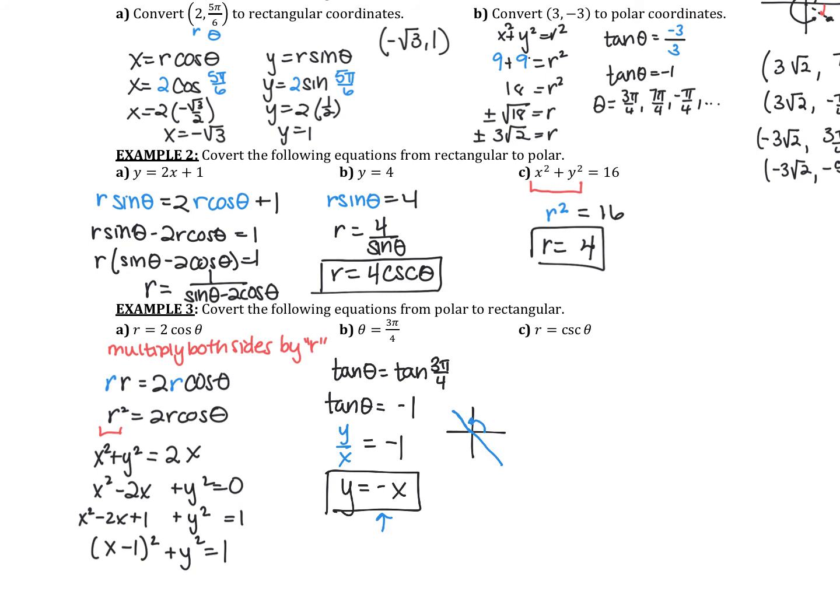Well, r is not super helpful unless it's related to sine or cosine. So let's rewrite this as r equals 1 over sine theta. And then if I manipulate this just a little bit, I get r sine theta equals 1. And we know that r sine theta is just y, so y equals 1 is my rectangular equation.